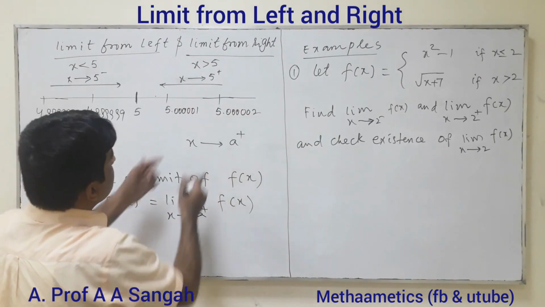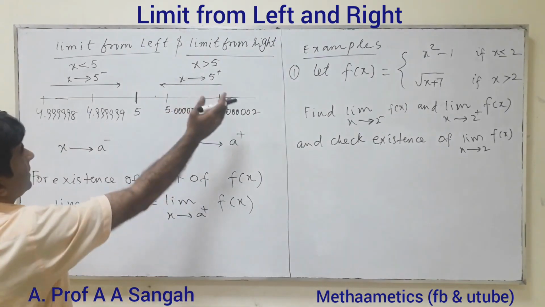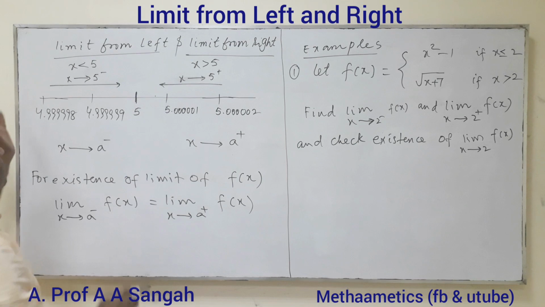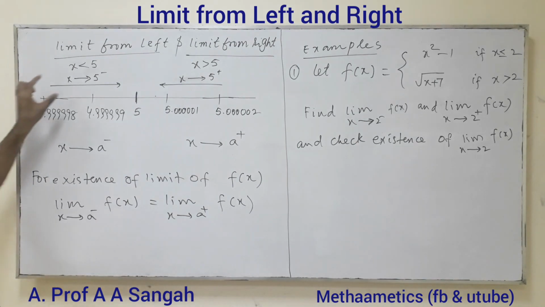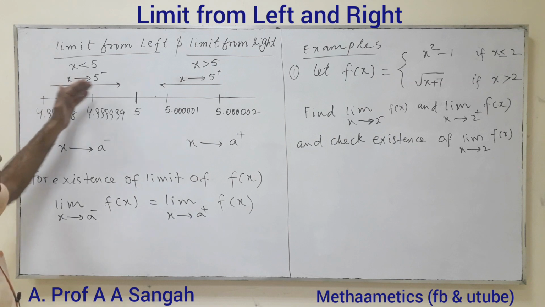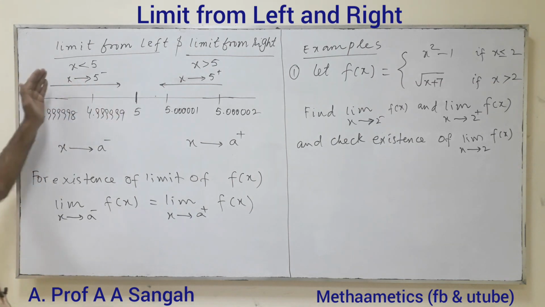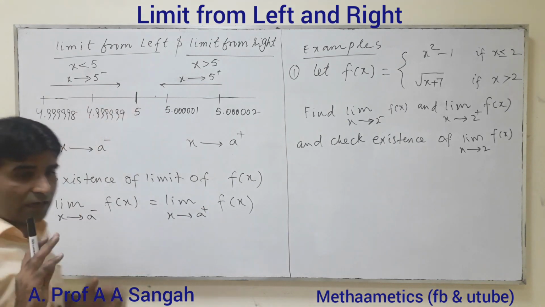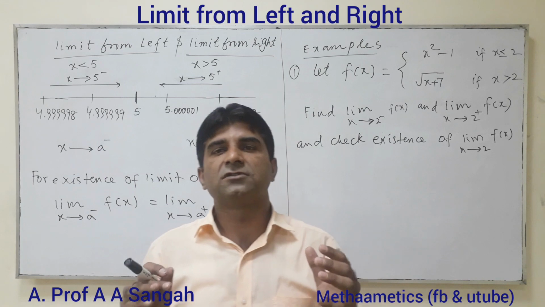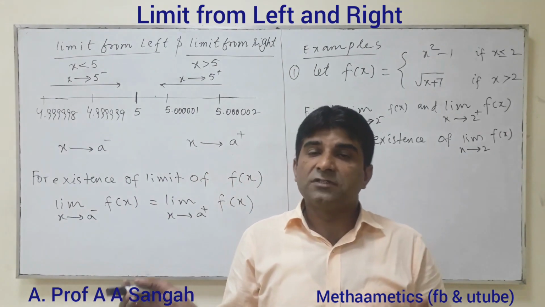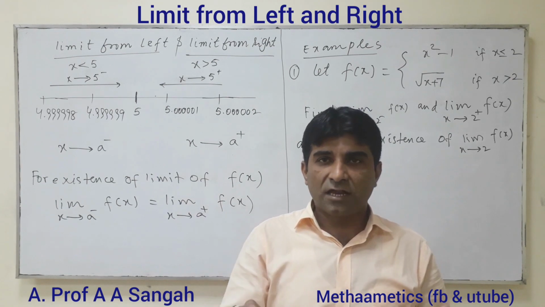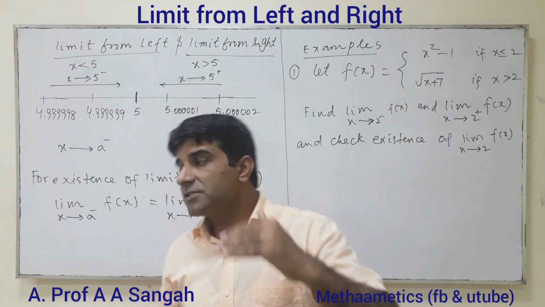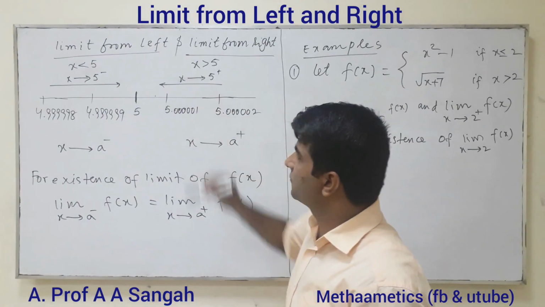When the value of x approaches 5 from the right hand side, we say it approaches from the right. When it is less than 5 and approaches from the left hand side, we say x approaches from the left hand side. When x approaches a from the left, we say left hand limit or limit from the left. When x approaches a from the right hand side, we say x approaches from the right.